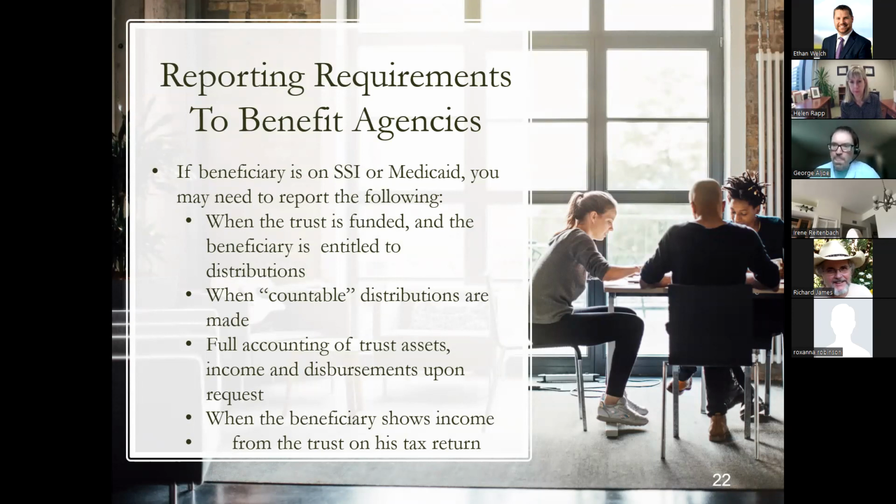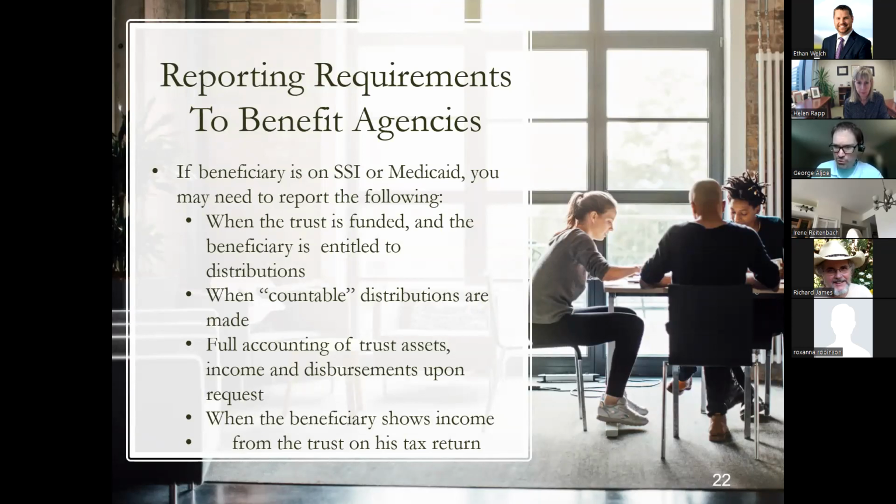So what are your reporting requirements as the trustee of a special needs trust? To benefit agencies, you have to be ready to report when the trust is created and funded, and when the beneficiary is entitled to distribution. Generally, when mom or dad passes and funds are put into the trust, or when the beneficiary receives that inheritance from out of probate, or receives a settlement award and you create the trust, you need to let Social Security and Medicaid know.